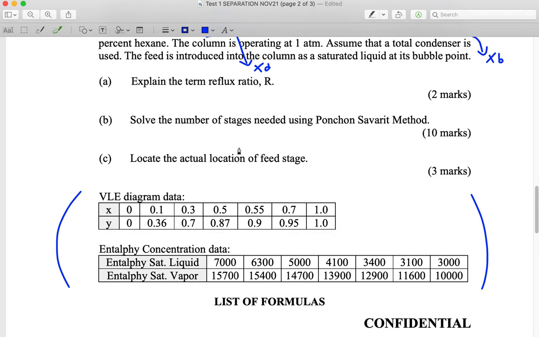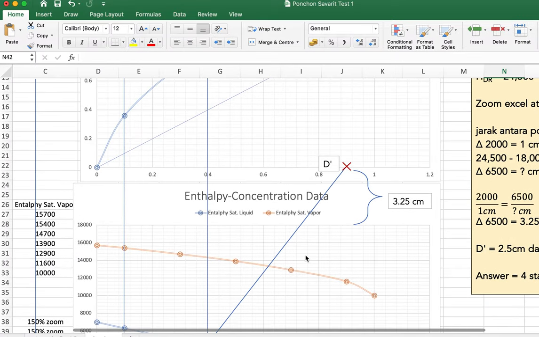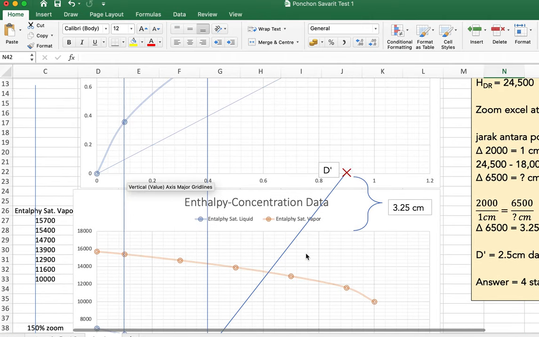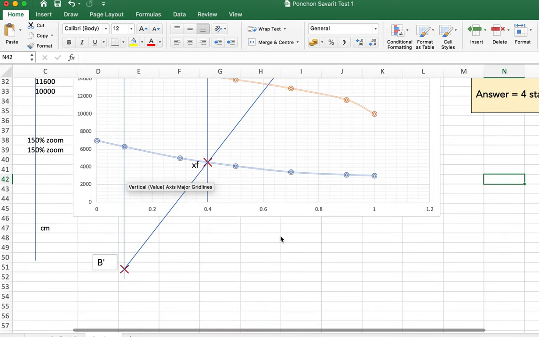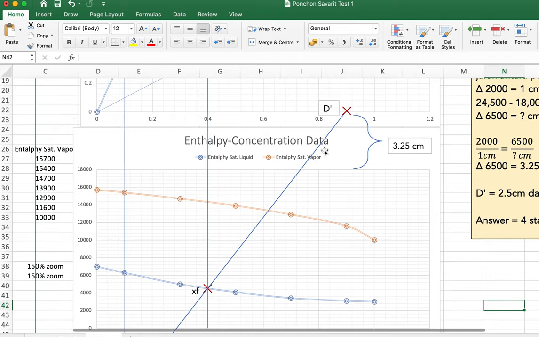So the question is asking us to solve the number of stages using Ponchon Savarit method. So firstly, we need to locate the three points. So the first point is XF intersecting with the bottom one. The blue line is for the enthalpy saturated liquid. So you mark this intersection clearly, and then you have to determine the point D prime. The D prime is the one with the small symbol on the head. So this is the D prime symbol.